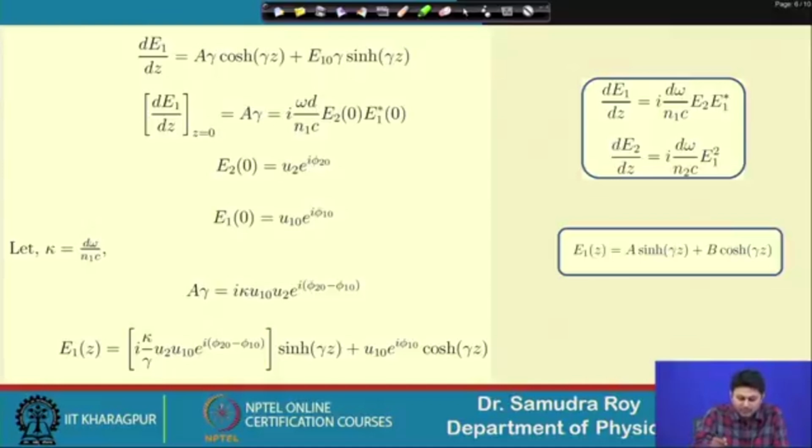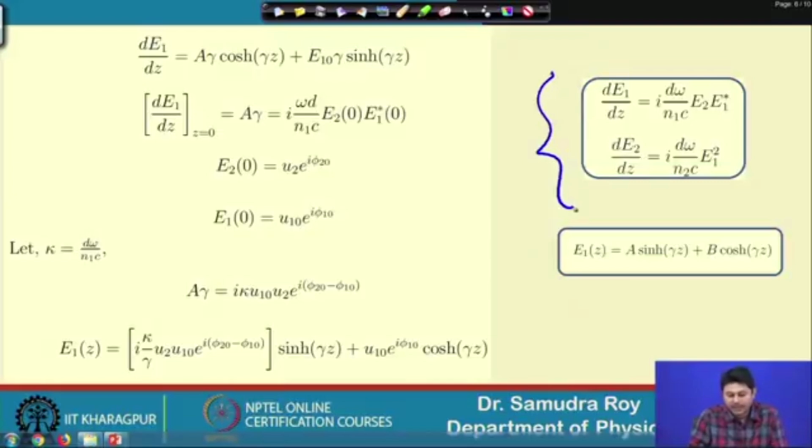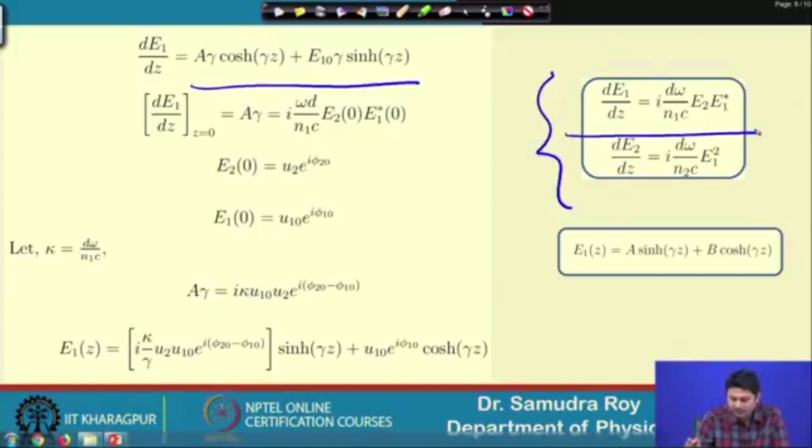So, this was our main equation, and from this main equation, this is our derivative term. In this main equation we can see that dE1/dz is this quantity. If I want to find out the value of dE1/dz at z equal to 0, we need to put z equal to 0 in this and this, and see what the value is. Exactly that we are doing here.